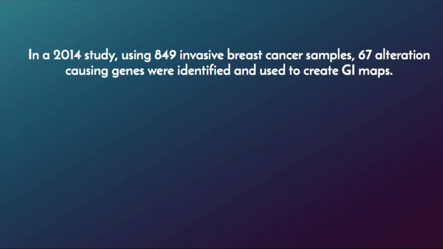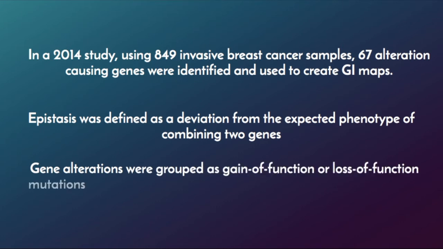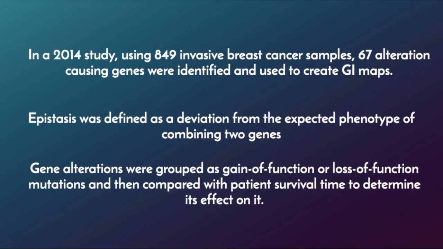In a 2014 study using 849 invasive breast cancer samples, 67 alteration-causing genes were identified and used to create GI maps. Epistasis was defined as deviation from the expected phenotype of these combining genes, and the gene alterations were grouped as gain-of-function or loss-of-function mutations and then compared with patient survival time to determine its effect on it.